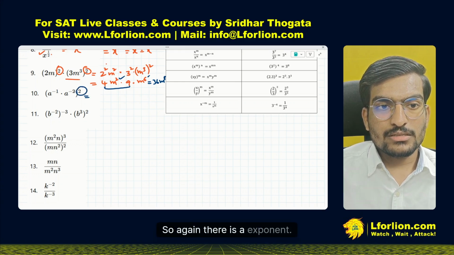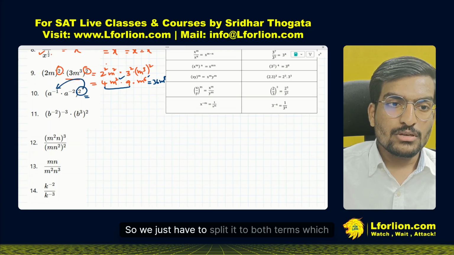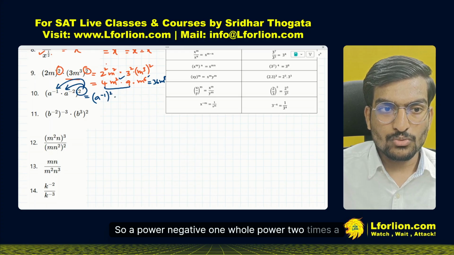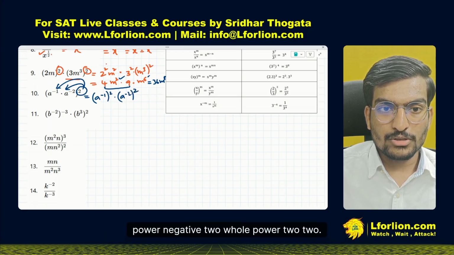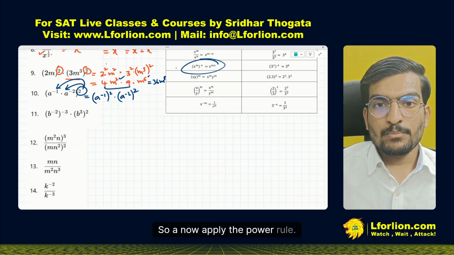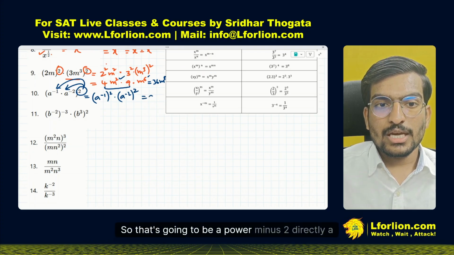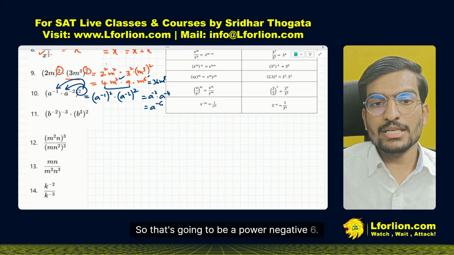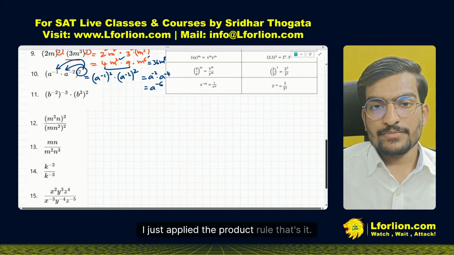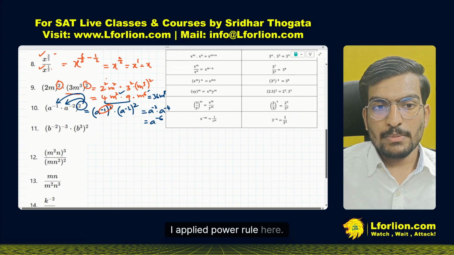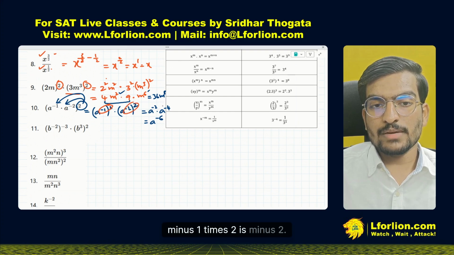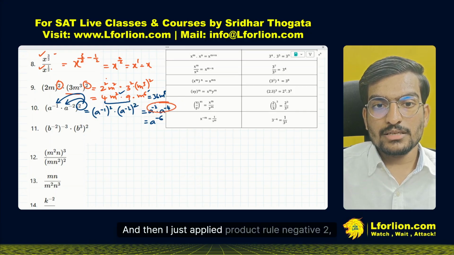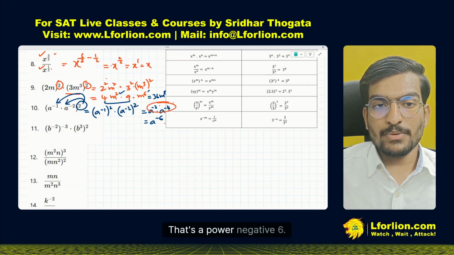Now question number 10. Again there is an exponent, so we just have to split it to both terms inside the parenthesis. So a power negative 1 whole power 2 times a power negative 2 whole power 2. Now apply the power rule. So that's going to be a power negative 2 directly, a power negative 4. So that's going to be a power negative 6. I just applied the product rule. I applied the power rule here: negative 1 times 2 is negative 2. Negative 2 times positive 2 is negative 4. And then I applied the product rule, negative 2 and negative 4, that's a power negative 6.